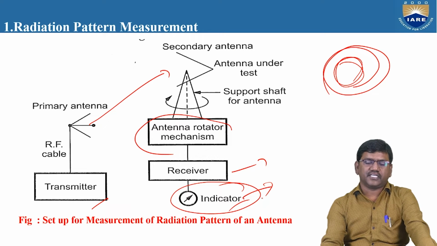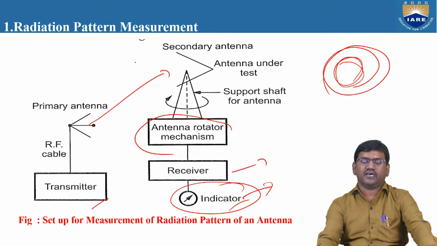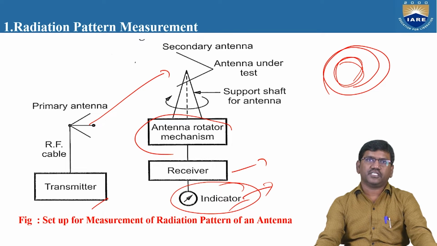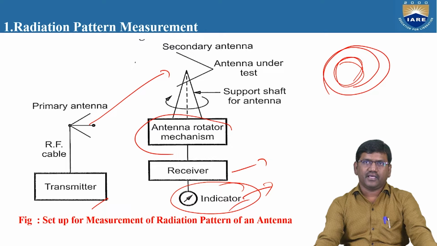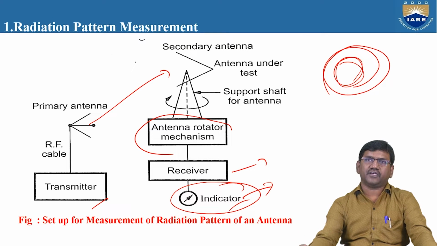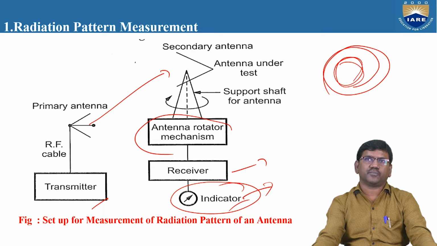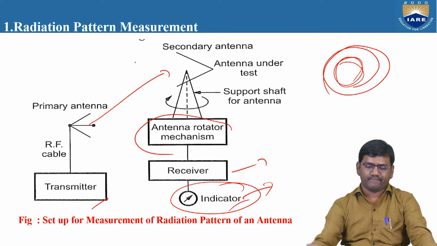So this is the basic setup required for the radiation pattern measurement. Basically a transmitter, and an RF cable is required for connecting the primary antenna. An antenna rotator is used for rotating the antenna in the clockwise direction or in the anti-clockwise direction. And for this antenna rotator, there is a support shaft for the antenna. That means the antenna is fixed to this rotator by means of a support which is known as a shaft.